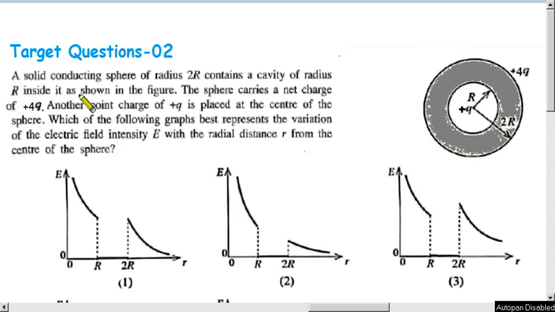First, a solid conducting sphere of radius 2r contains a cavity of radius r inside it, as shown in the figure. The sphere carries a net charge of positive 4q this time. Another point charge of positive q is placed at the center of the sphere. Which of the following graphs best represents the variation of the electric field intensity E with radial distance r from the center of the sphere?